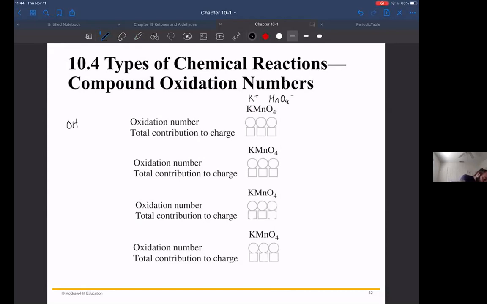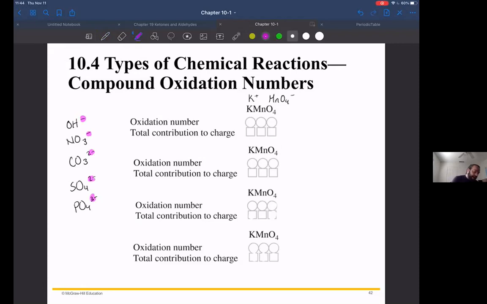Those were hydroxide, nitrate, carbonate, sulfate, and phosphate. So you should be able to calculate the oxidation state for all those elements in those ionic compounds, all right? And in particular, remembering these charges is going to be really important to calculating it correctly.